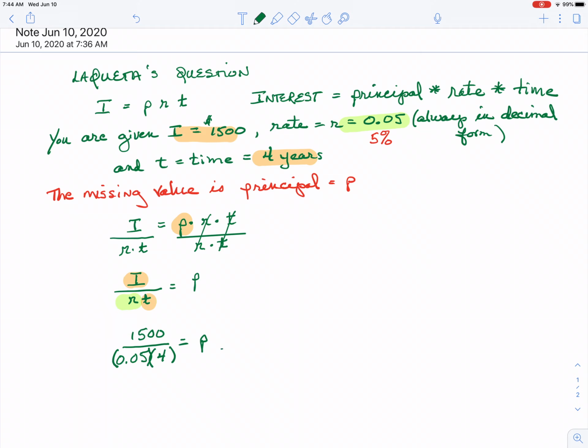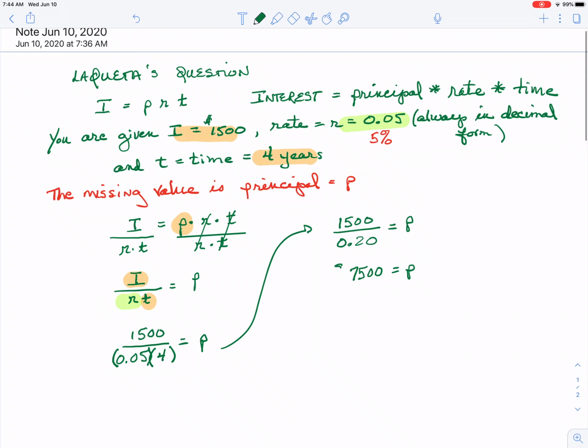All right, so let me come up here where I have a little more space. 1,500. I'm going to go ahead and multiply these two together on the bottom. And then when I grabbed my calculator and divided that out, I don't have it handy right this minute, but I think I got 7,500. Hold on just a second. Let me go grab my calculator and be sure that's right. Yep, that's right. So I have successfully identified the missing value.